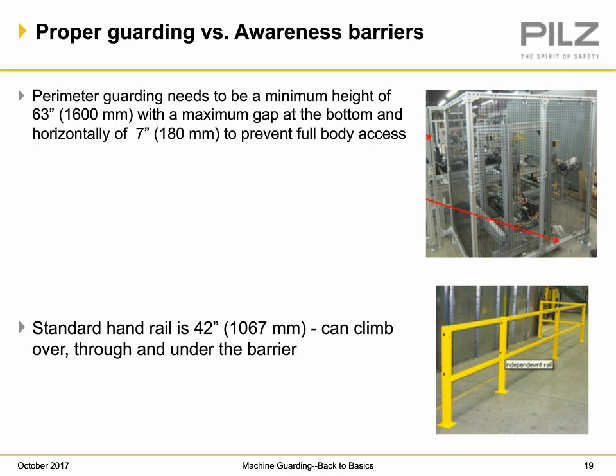Standard handrail is 42 inches, which is 1,067 millimeters. You can climb over it, you can climb through it, climb under the barrier. So there are differences when you look at applications and my concern of keeping people separated from pedestrians to vehicle traffic, or keeping people from falling off a platform, scenario where, again, you're using the hand mid-rail applications. And again, mentioning we're talking about railings, these could have been gray or blue, but a lot of companies will paint their guard yellow because from a visual perspective.